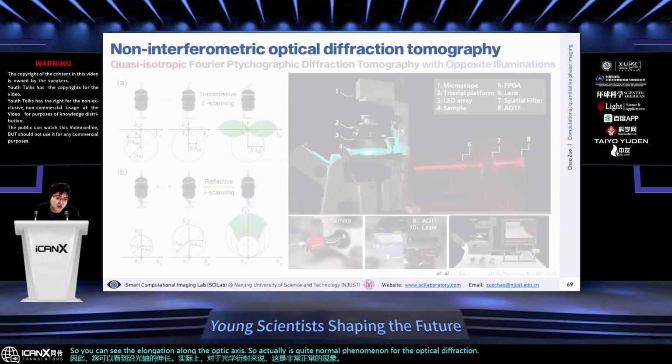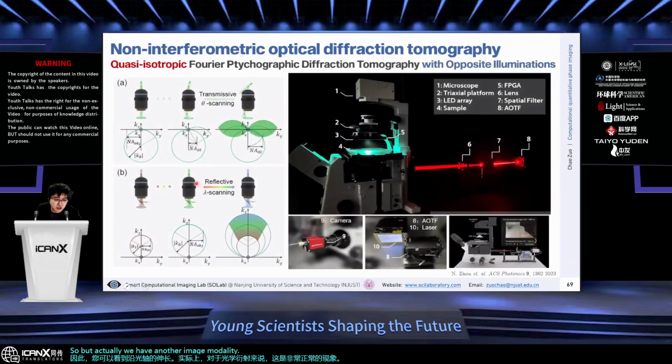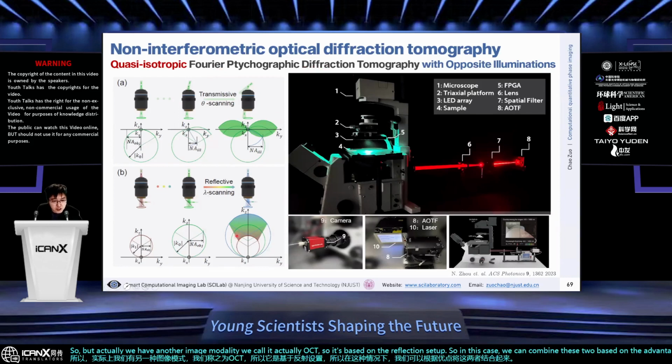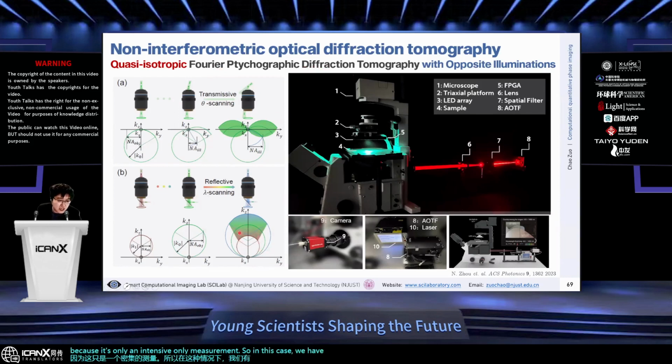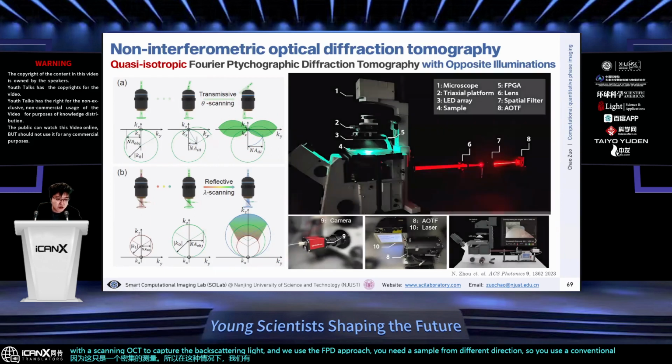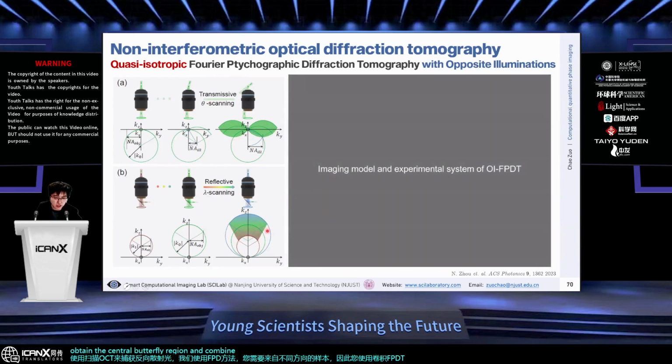But we have another imaging modality, which we call OCT. It is based on the reflection setup. We can combine these two, based on the advantage of the FPDT that it is an intensity-only measurement. We use wavelength scanning OCT to capture the back-scattering light, and we use the FPDT approach to illuminate the sample from different directions. So we use the conventional FPDT to obtain this central butterfly region and combine the OCT approach to extend the spectrum support in the third dimension.